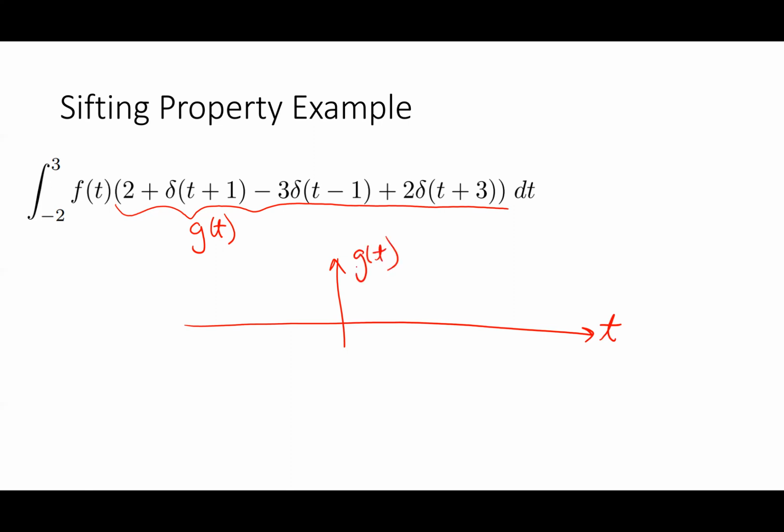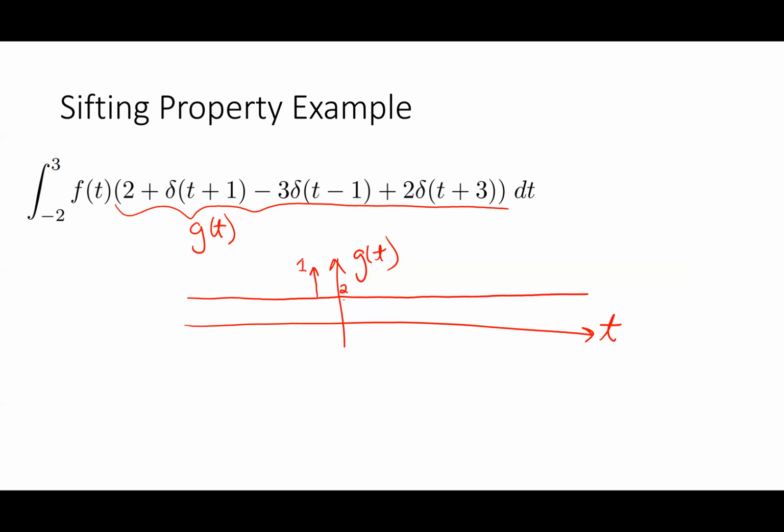All right, 2 plus delta of t plus 1. So let's start with 2. What's that look like? Just the number 2. So this would apparently be a height of 2. Okay. Delta of t plus 1, where's that? Yep, at -1. And we'd show it having a height of 1 like that.